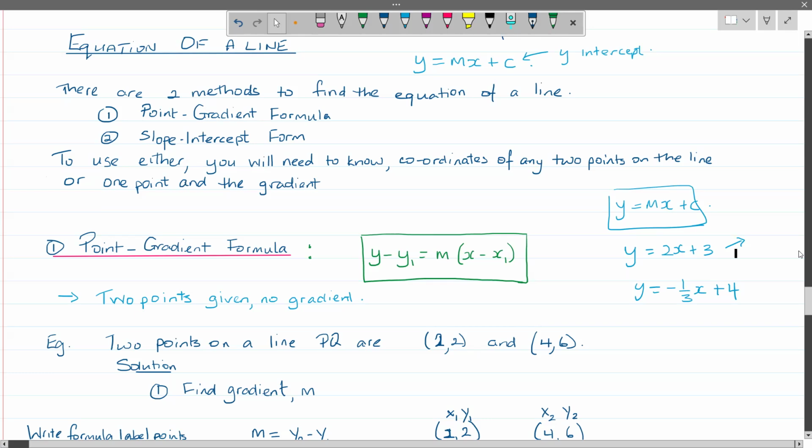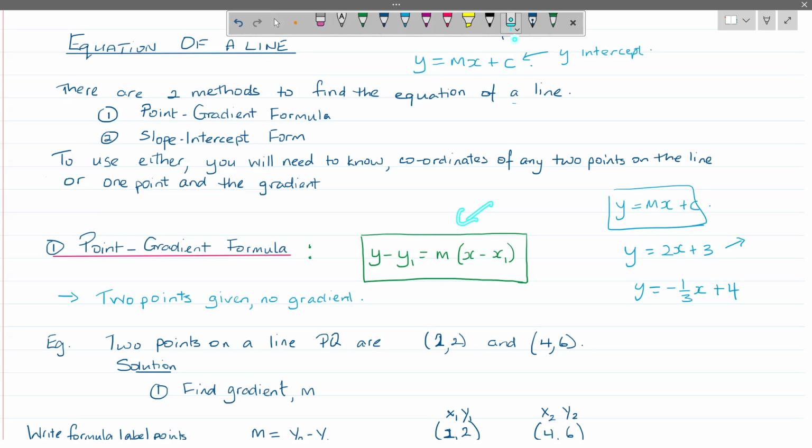So there are two ways we could find the equation of a line. There are two methods. You know, maths likes to confuse people, and they might give you 2, 3, 4 different methods to do the same thing. There's one method called the point gradient formula, which is in green here.